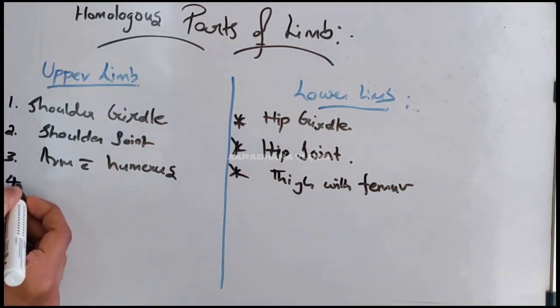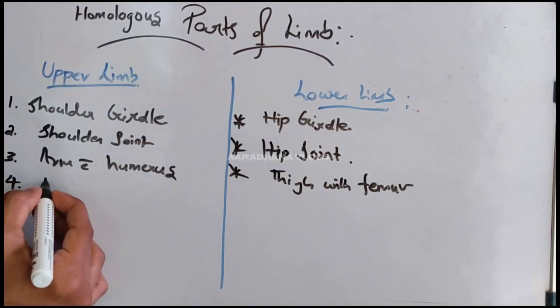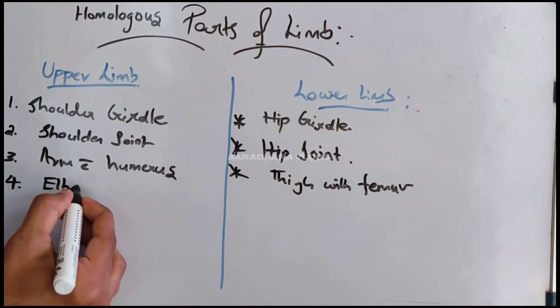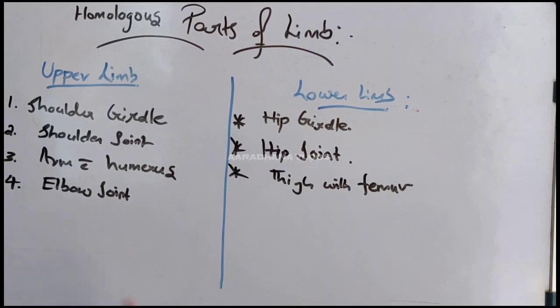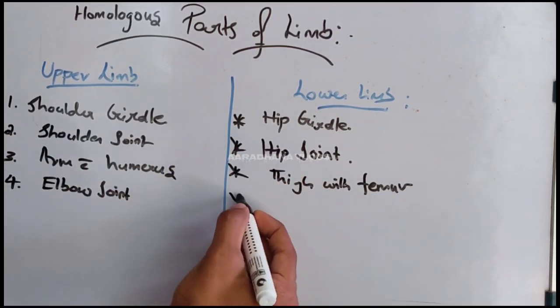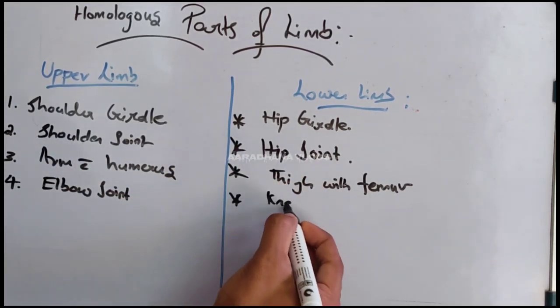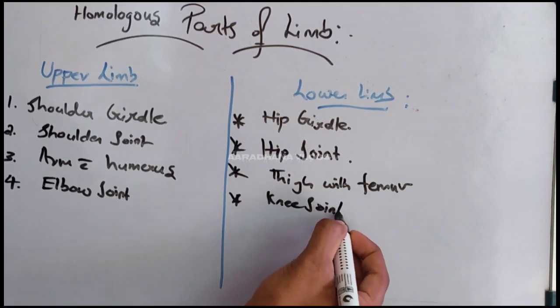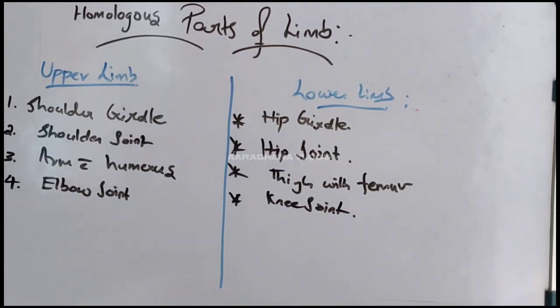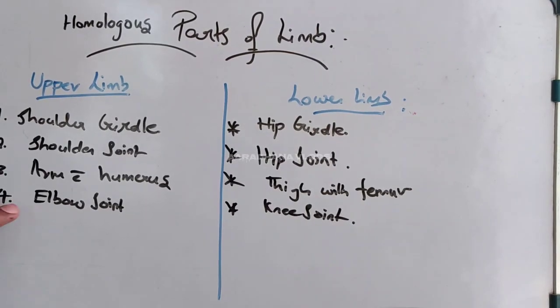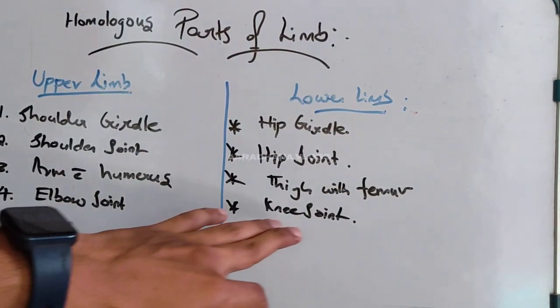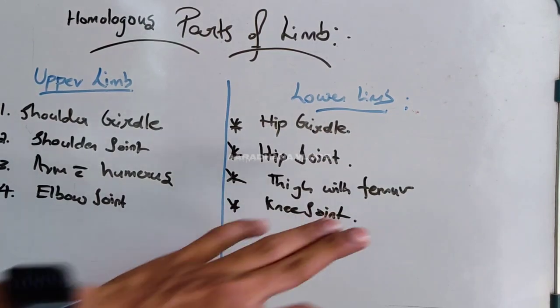And the fourth point in the upper limb is the elbow joint. When we compare from the lower limb, it is compared to the knee joint, homologous with the knee joint. So in the upper limb it is the elbow joint, homologous with the knee joint in the lower limb.